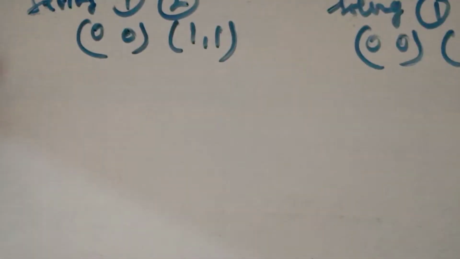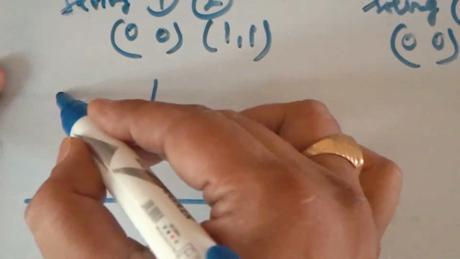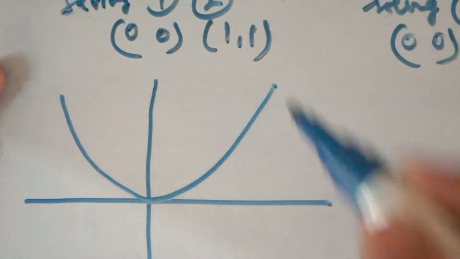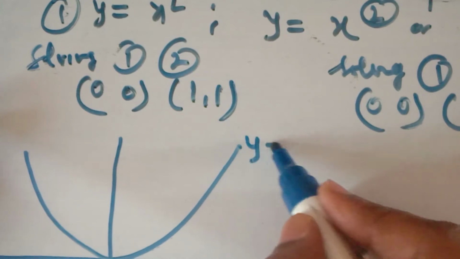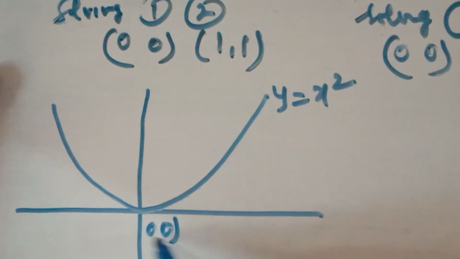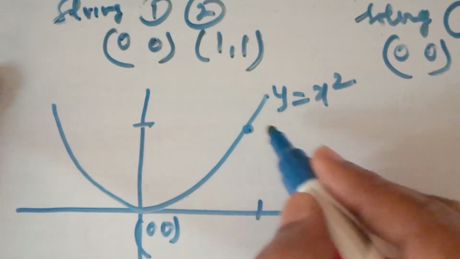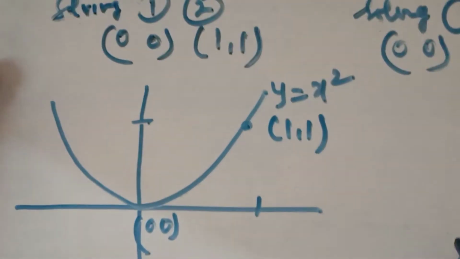Now draw this curve. It is the vertical parabola, y is equal to x square, and the points of intersection are 0, 0 and 1, 1. This is the point 1, 1.